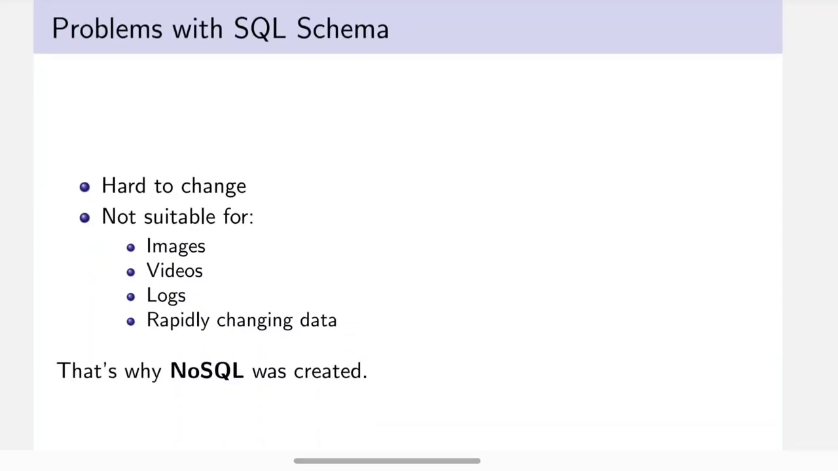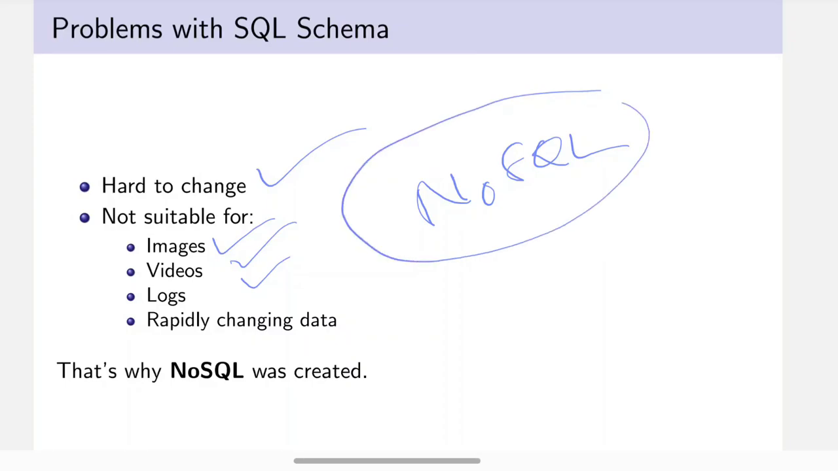Problems with SQL: you already have some idea, right? SQL databases become difficult when data keeps continuously changing. Data includes images, videos, logs. There is huge and fast-growing data. That is why NoSQL databases were created, to solve these limitations of SQL.